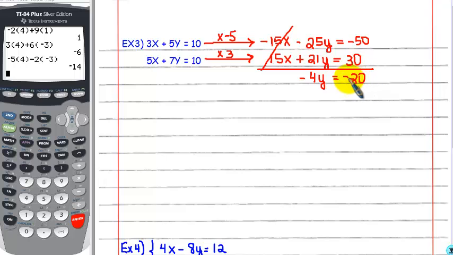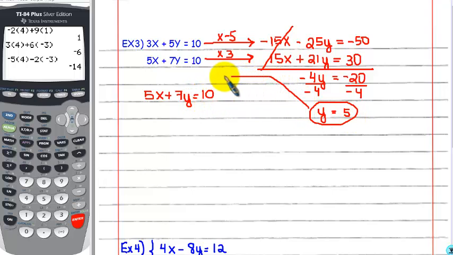And now we're going to divide both sides by negative 4. And 20 divided by 4 equals 5. Okay. Alright, now we're going to do 5x. Actually, I'm just going to pick one of the equations. I'm going to pick the bottom one. It doesn't matter really which one. And we're going to move that number that we found back into the equation. So we're going to plug it in for y.